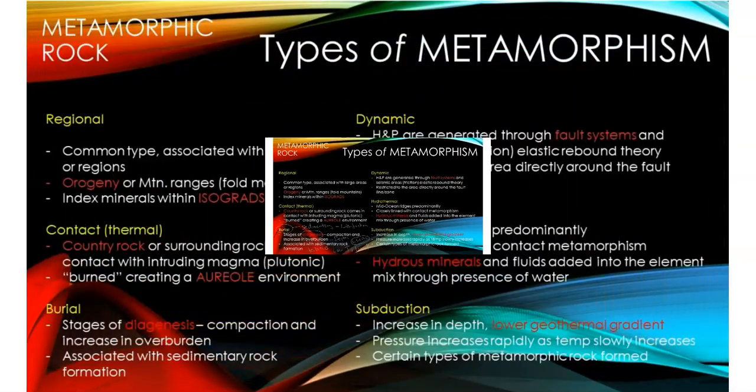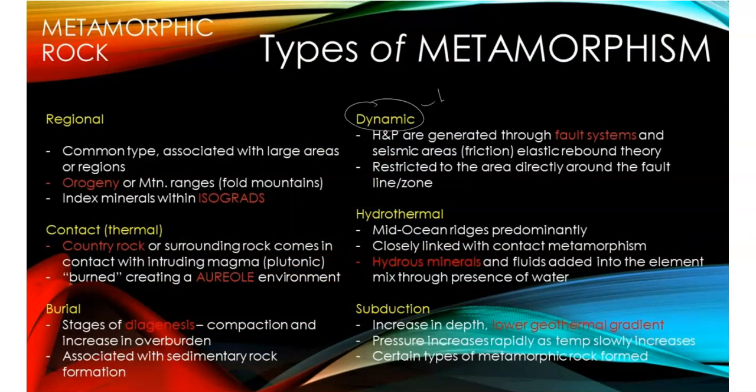So the next type is called dynamic. Now this again is a local type of metamorphism, and it's to do with any kind of active fault lines. So we can even do the San Andreas fault line system. We can even look at certain areas that are not active now, that were previously or historically active. So what happens is around the movement you get friction in these seismic areas, and you get the elastic rebound theory linked to this with deformation, and you get this very thin area right around the fault lines.